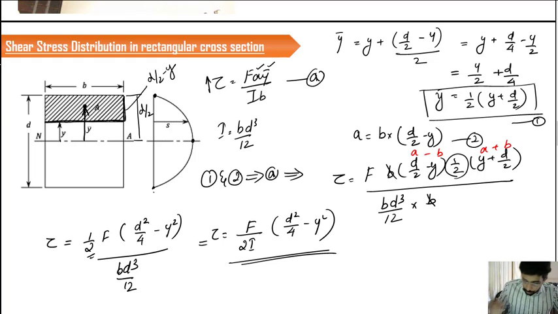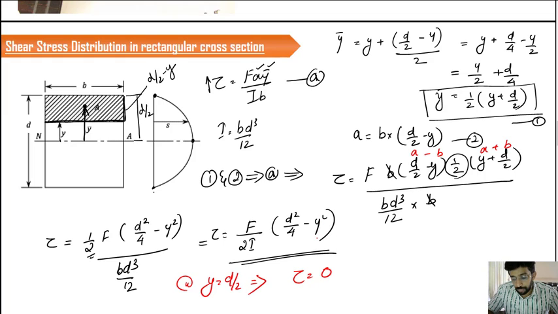Now let us see what the distribution is at y is equal to d by 2. Let us solve it like this. At y is equal to d by 2, what happens? Tau is equal to 0, because d by 2 the whole square is d square by 4. These two will get cancelled out and we get the value of 0. So tau will be equal to 0.